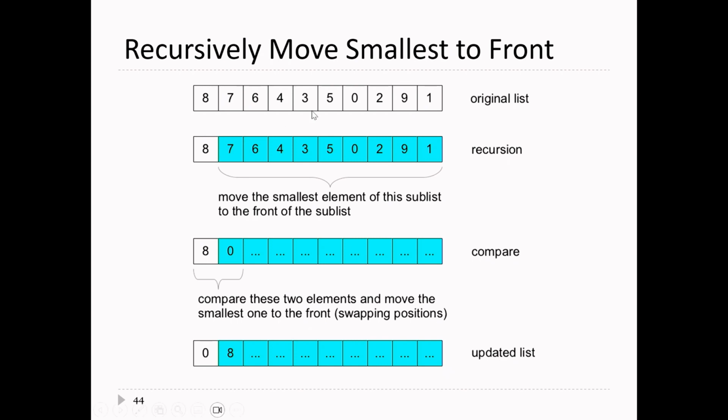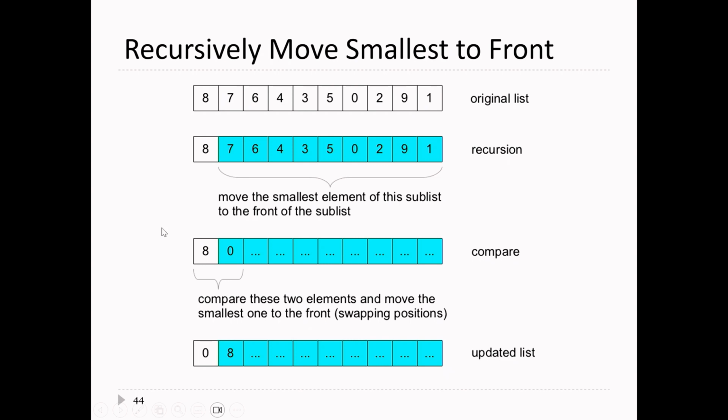So here's the idea. I'm going to ignore the first element, ignore the 8. What happens if I move the smallest element in that sublist, shown in blue, to the front of the list? Well, the 0 comes to the front of the blue list. Something happens to all of the other elements. I don't care, they're rearranged somehow. So what's the situation now? Well, I've got the 8 sitting here, the original first value. I have the smallest value in the blue list sitting here.